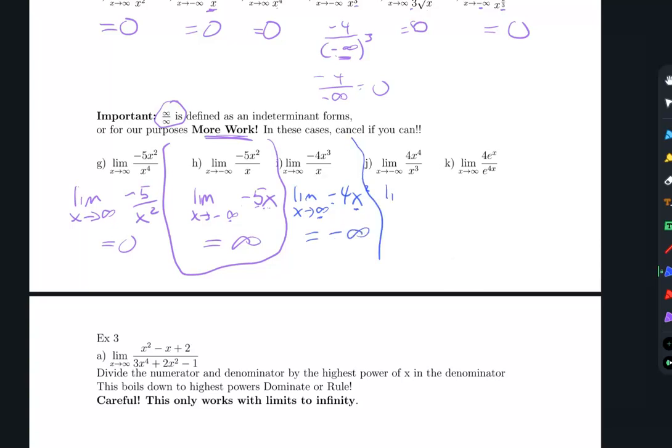This one here, let's do some more canceling. X is going to negative infinity. So I would get 4x, put in the negative infinity, 4 times negative infinity, negative infinity. And you know how to cancel e to the x's, right? So you know this is the same thing as saying 4 over e to the 3x. Put in infinity, e to the infinity is infinity, 4 over infinity is 0.